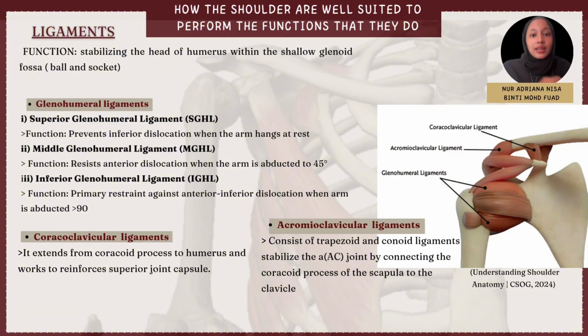In addition, the acromioclavicular ligament is made up of the trapezoid and also conoid ligaments. It helps to stabilize the AC joint by connecting the coracoid process of the scapula to the clavicle. Finally, the coracohumeral ligament. This ligament extends from the coracoid process to the humerus, which works to reinforce the superior part of the joint capsule. All in all, I can conclude that these ligaments work as a team to ensure that the shoulder remains strong, stable, and also flexible even during complex or high mobility movement.